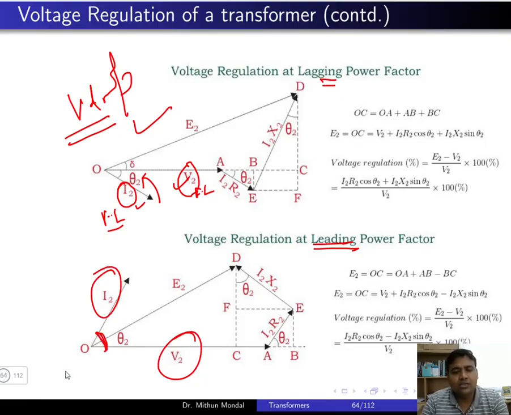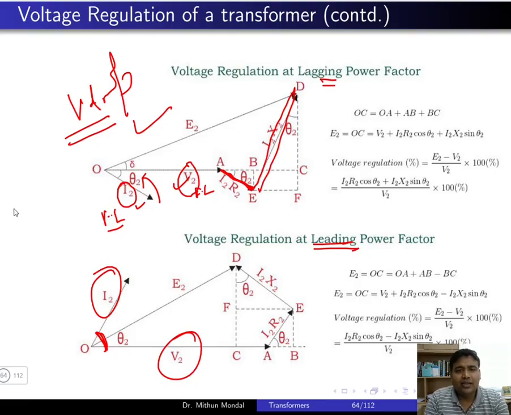So that is the difference between a lagging load and a leading load. And then with the knowledge of the KVL equation of the transformer, we can see the total drop I2 R2 here is due to the drop in the resistance of the secondary circuit, and I2 X2 is basically the drop due to the reactance of the circuit.